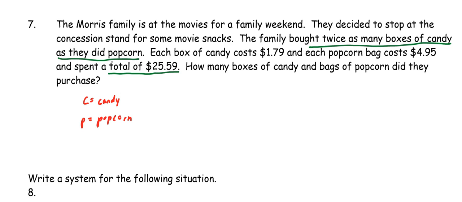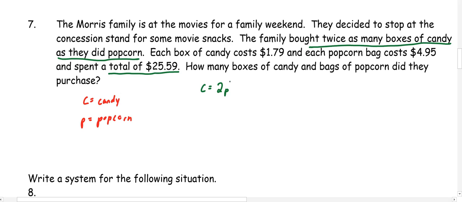So when it says twice as many boxes of candy, that means candy is going to be the more variable. So we're going to say that C equals, and we need twice as many as popcorn. So for example, if we bought 2 popcorn, we would buy 4 candy. So we would show 2P. We're taking whatever popcorn we buy and we multiply it by 2 to get the number of candy boxes.